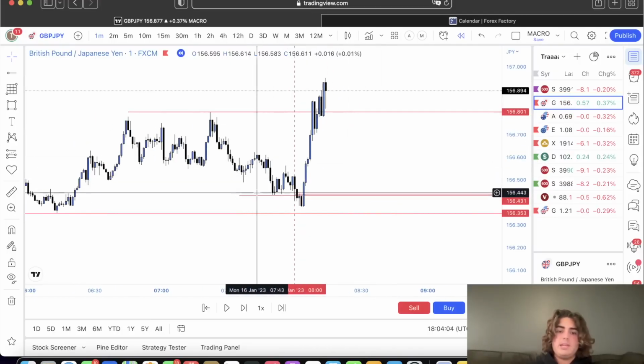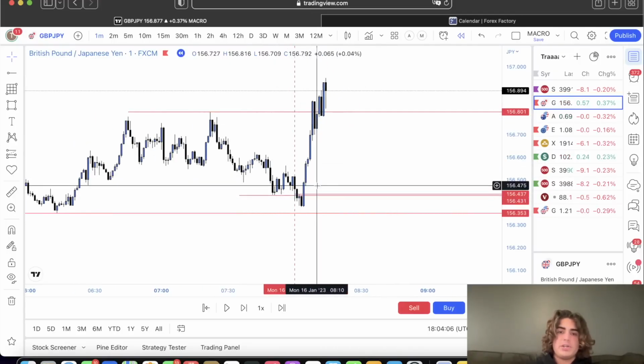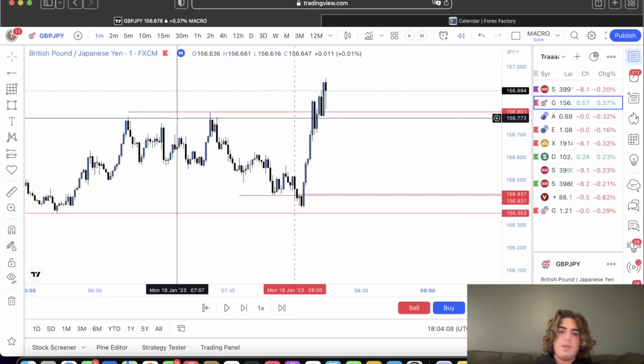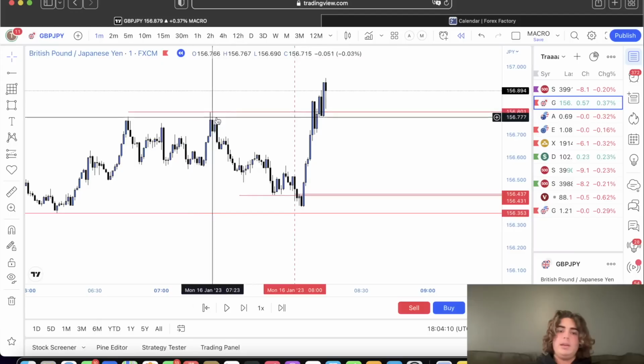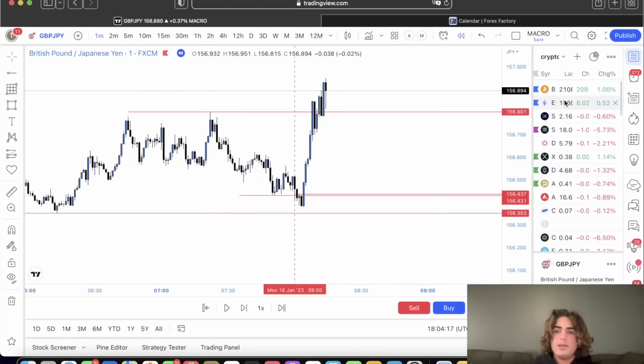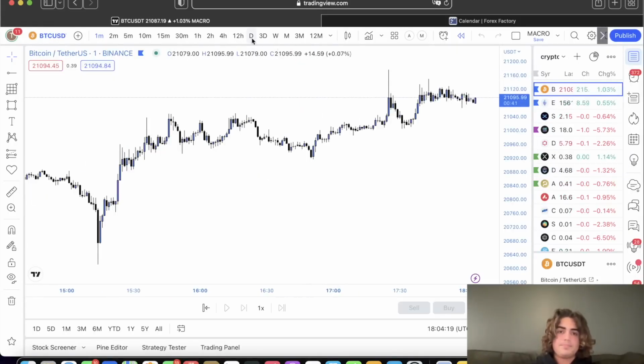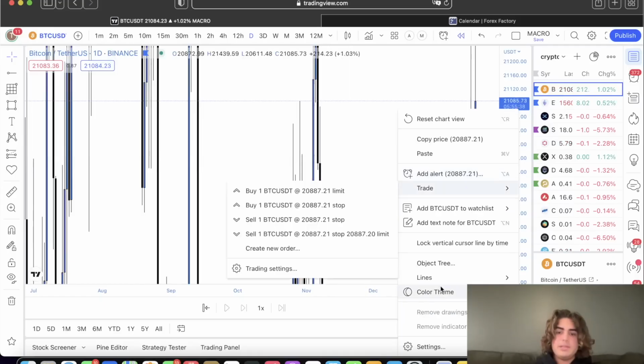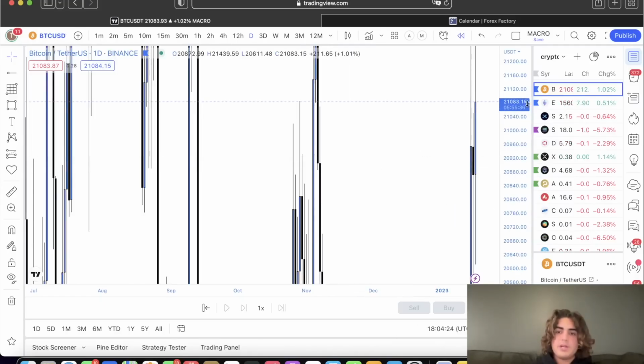You see the sweep of liquidity, you see a break of structure, you use the other 15-minute and 5-minute areas of liquidity as your exit point. Super freaking simple. Let's go over it on crypto real quick. Let's go on like Bitcoin. We do crypto trades on high time frame.